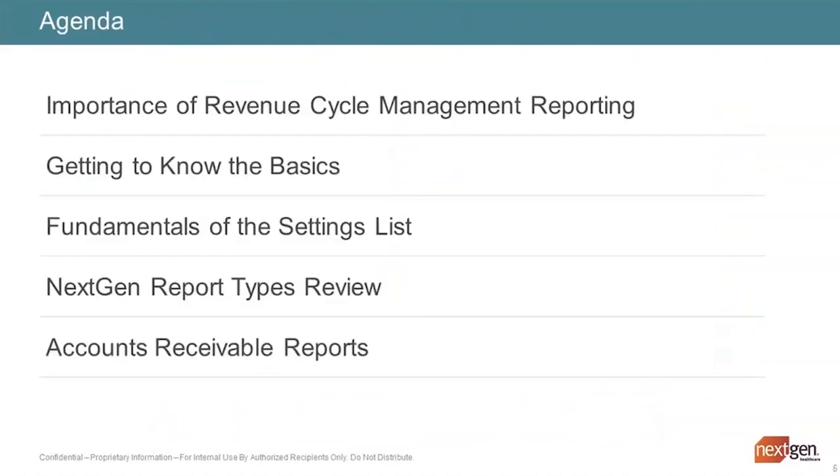So after today, what you're going to know is, why is reporting even so important in revenue cycle management? We're going to get to know the basics that is going to carry you through all reporting in NextGen. And the way that we're going to do that is through the fundamentals of the settings list. That's where we're really going to spend the bulk of the time, because that is going to carry you through all the different types of reports that are available in NextGen. And then we'll go through some of the different types of reports that are available, so you know where to go for what, just generally speaking.